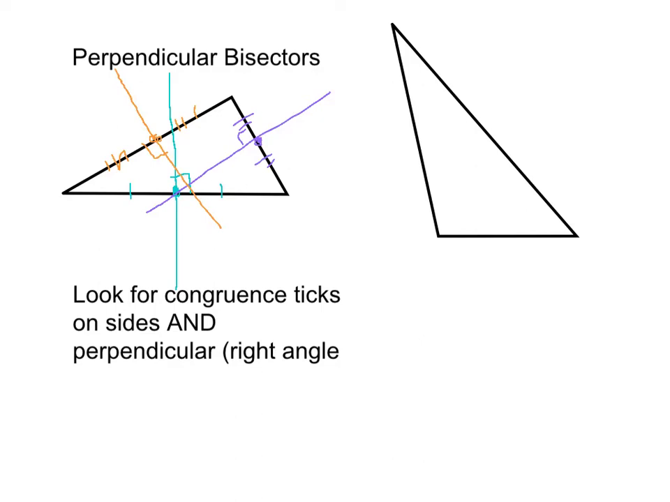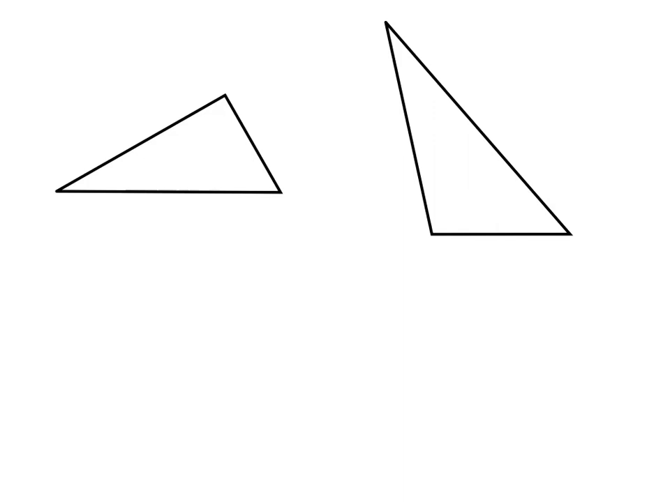Okay, and last example, I'm going to do it one more time. So I have midpoint, but I need a perpendicular. Midpoint, but I need a perpendicular. And midpoint, but I need a perpendicular. So for my perpendicular bisectors, I'm looking for congruence tick marks on my sides and a perpendicular mark. And the last thing we need to talk about are the altitudes.